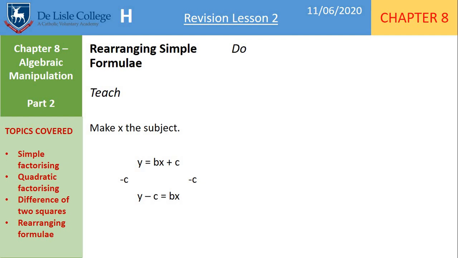And the next thing to get x on its own is to divide by b. Make sure we do that on both sides. So that gives us y take away c over b equals x. Make sure that fraction line is underneath the whole of y take away c. And then we could write this the other way around, x equals y take away c over b.